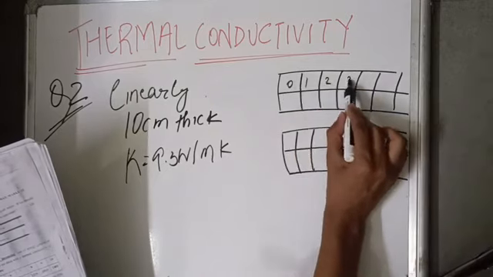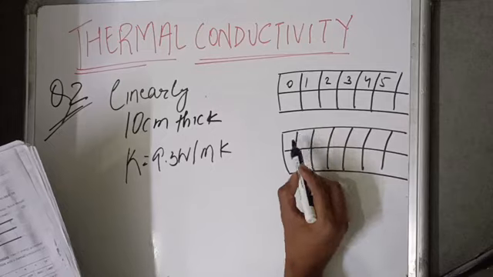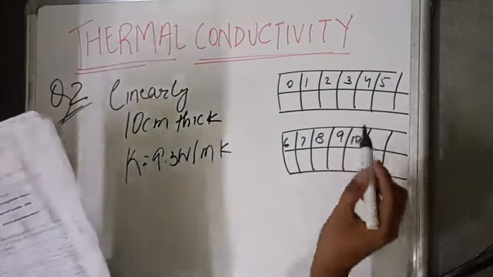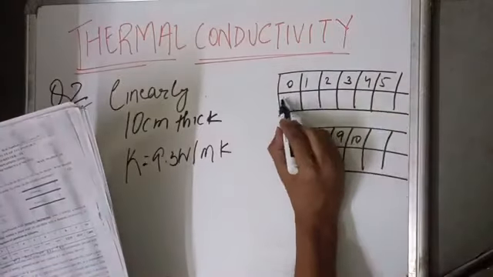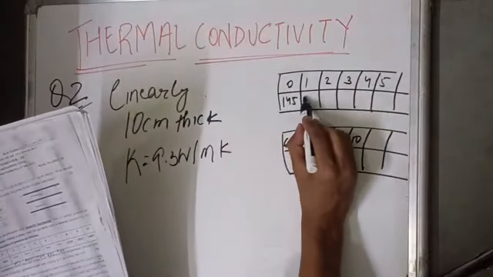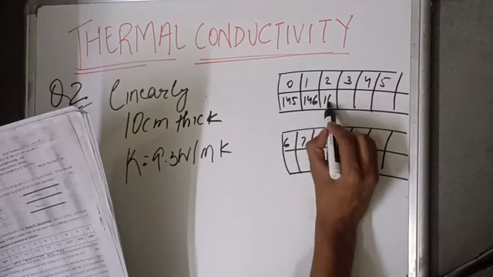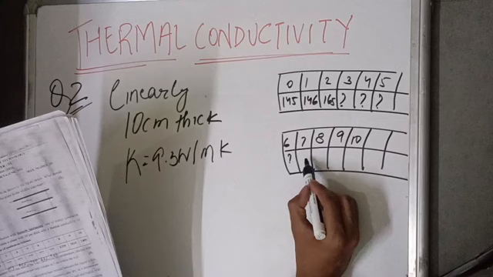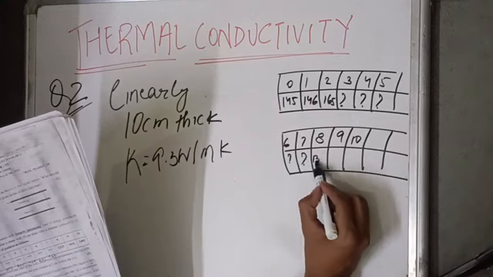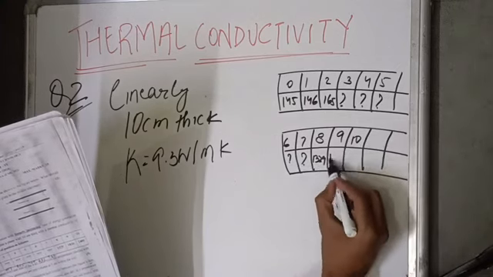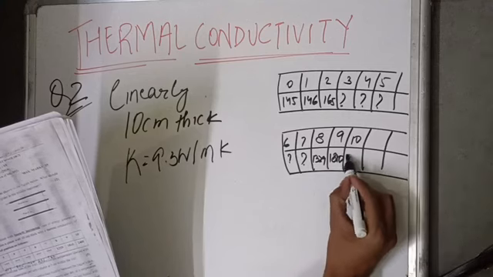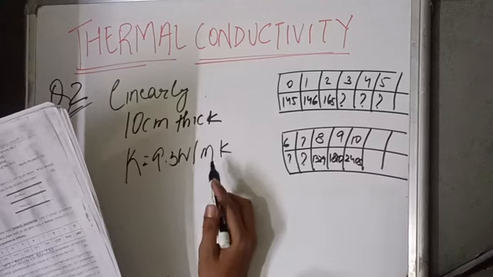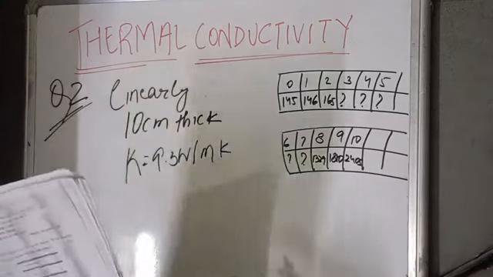zero, 1, 2, 3, 4, 5. We have got different values in it: 145, 146, 165. We have to find these values. And we have got 1329, 1810 and 2405, where Z is the distance measured from one side of the wall.